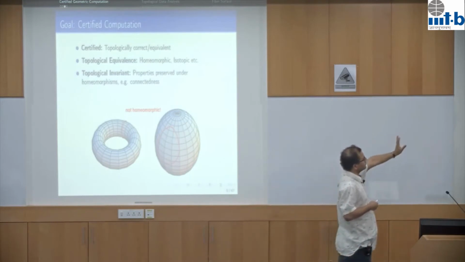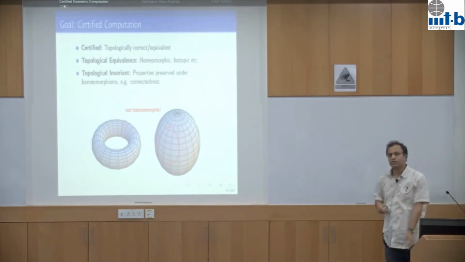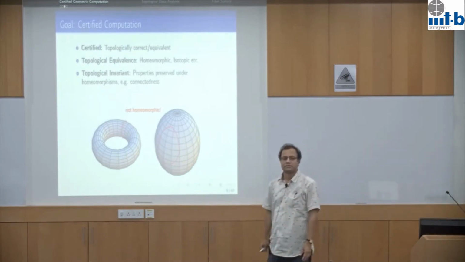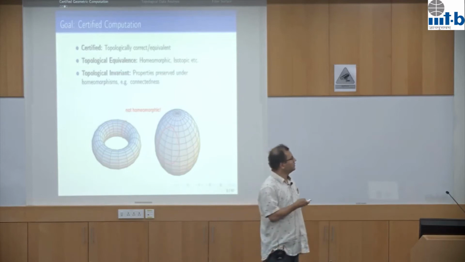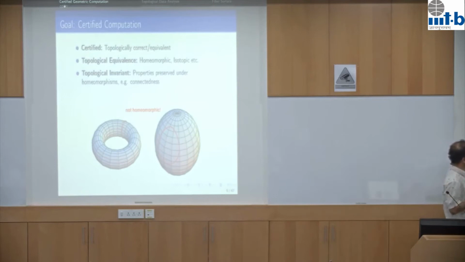So if we say that this connectedness property is not preserved by cutting along these red lines, then we say that these two are not isotopic. So in our computation, if we want to compute a torus and we are getting a sphere, that is not topologically equivalent.